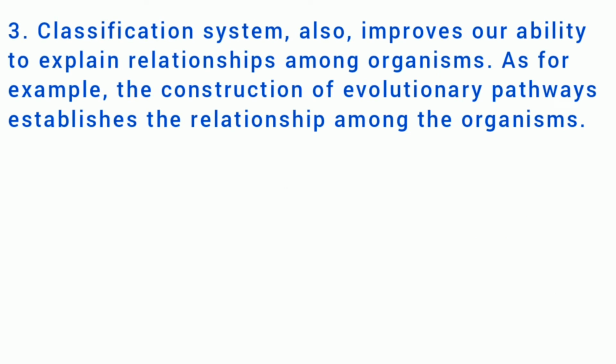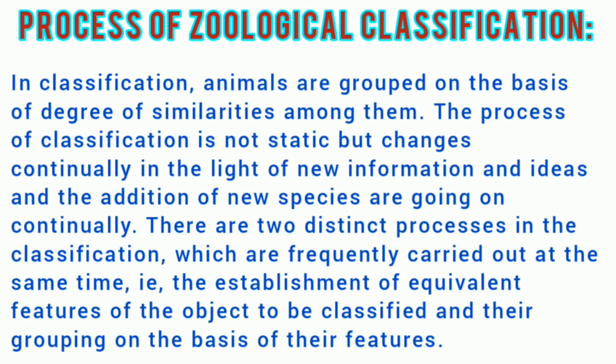3. A classification system also improves our ability to explain relationships among organisms. For example, the construction of evolutionary pathways establishes the relationship among the organisms. Process of zoological classification. In classification, animals are grouped on the basis of degree of similarities among them. The process of classification is not static but changes continually in the light of new information and ideas, and the addition of new species is going on continually.